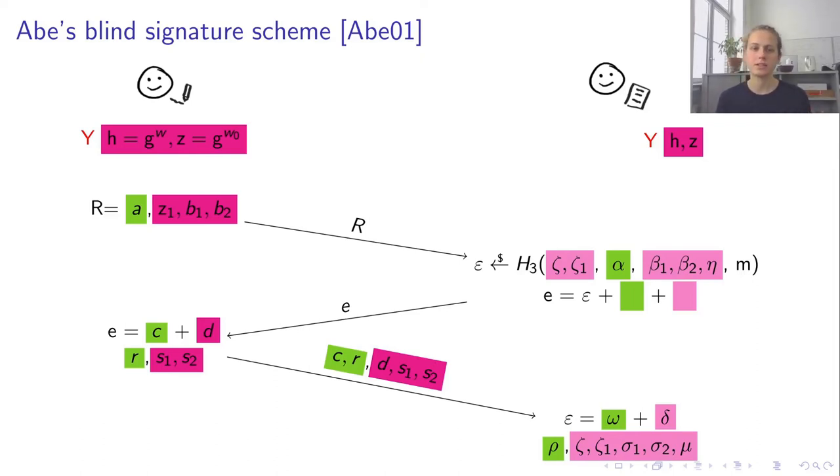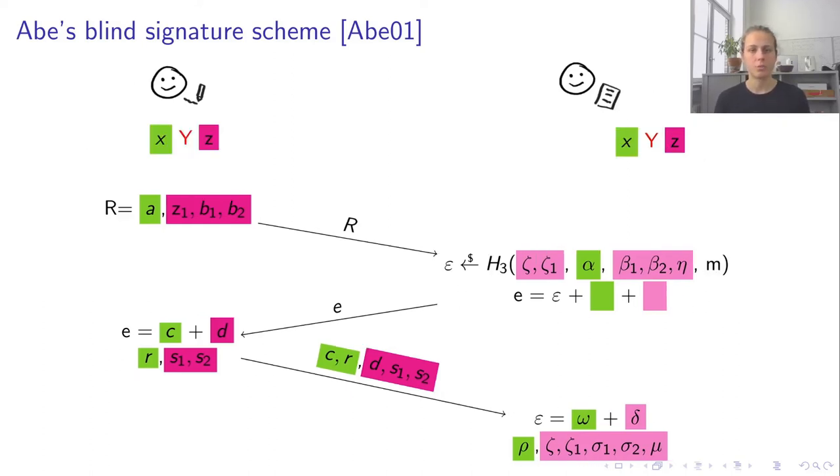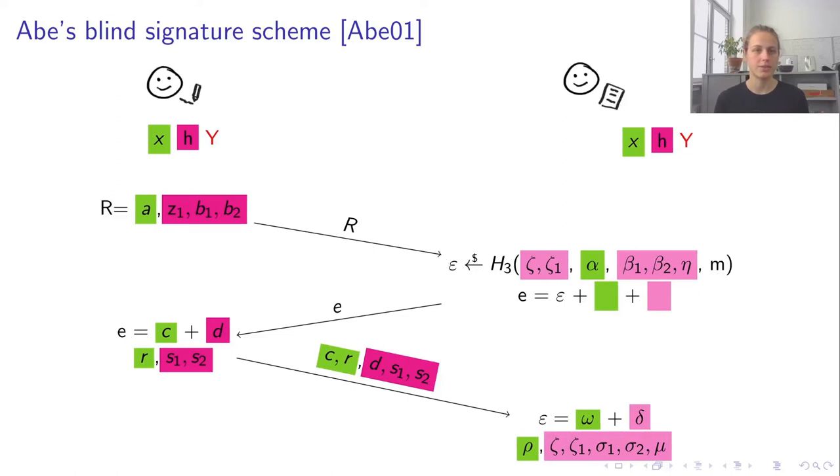Then it needs to know the discrete logarithms of the other two group elements, so know the witness to the pink branch of the OR proof. It can do this by programming the random oracle accordingly so that it knows the discrete logarithms. The other option is it could embed the discrete logarithm in one of the pink parts, so here in this H or in the set, and then just generate signatures like the normal signer would, because it doesn't need to know the discrete logarithms of these parts then. It only needs to know the secret key.